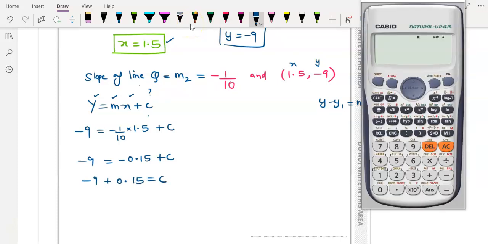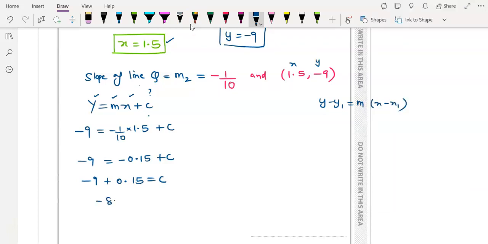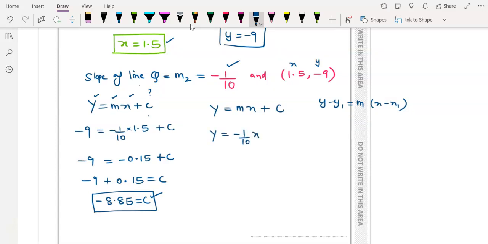So minus 9 plus 0.15 will give me negative 8.85, the y-intercept. Now I have the y-intercept and I have the slope, so let's substitute back. So y equal to mx plus c. So y equal to slope is minus 1 upon 10x and y-intercept is minus 8.85. But the question is to express in the form of ax plus by plus c equal to 0.